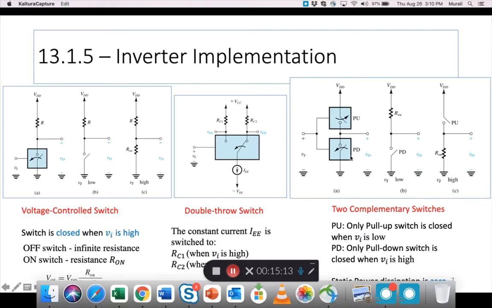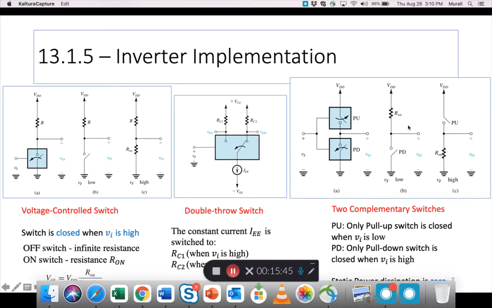Similarly, you can have a PD network which doesn't, so PU doesn't work when PD is working, and PD doesn't work when PU is working, right? Complementary. They only work when the other is not working. So when the input is high, the PD network pulls the output low. That's why it's called a pull down switch. Okay.